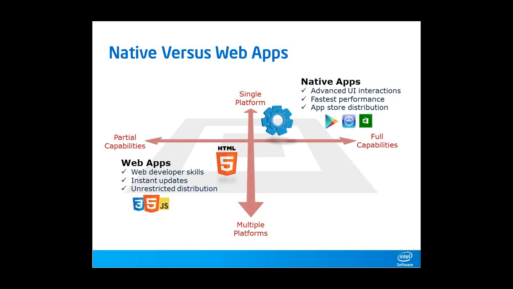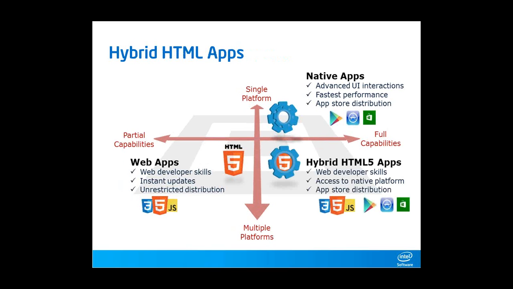The drawback is that the application will not be able to access the native APIs on the device. It might not be able to use the camera, the accelerometer, gyroscope, or ambient light. All those sensors are inaccessible. That's one of the drawbacks.